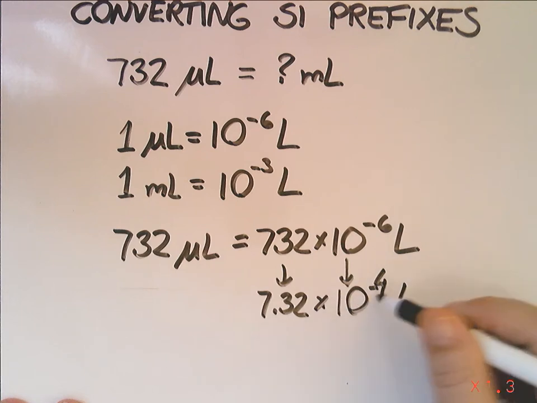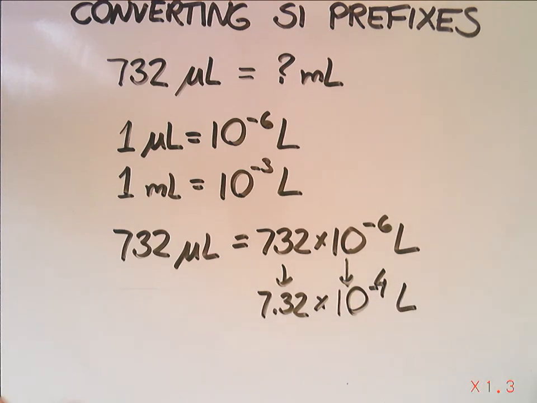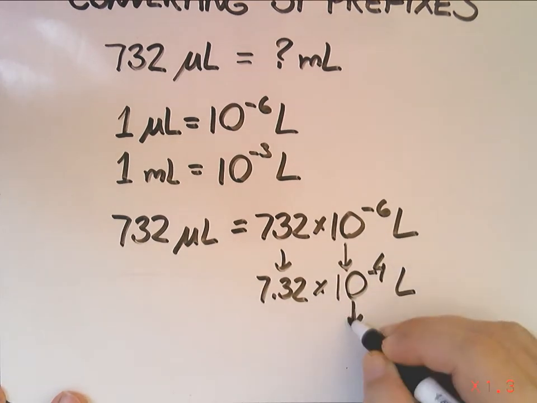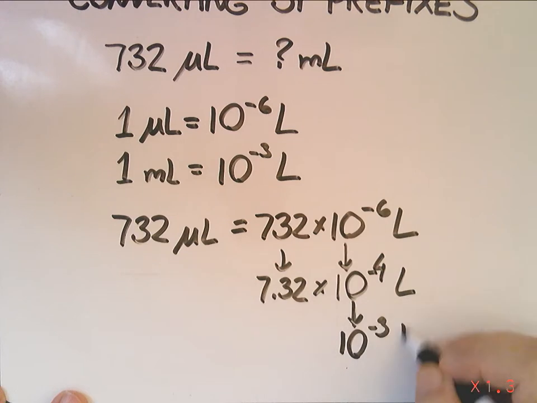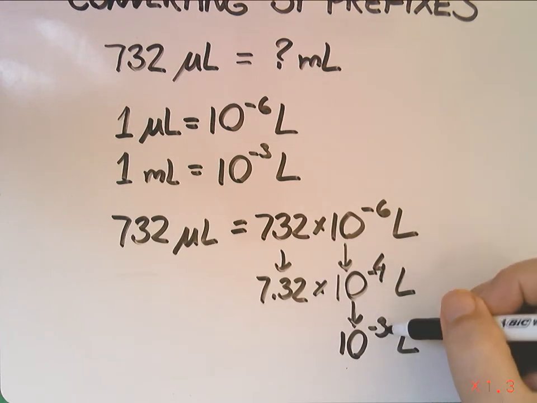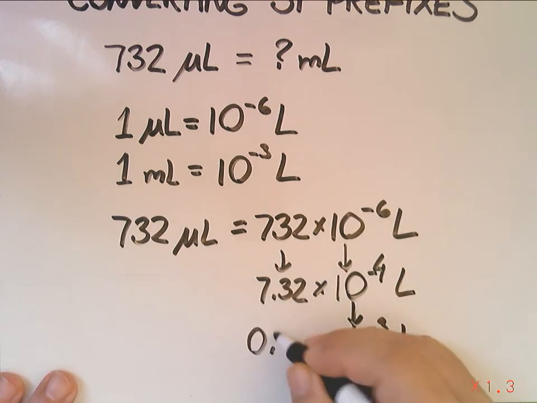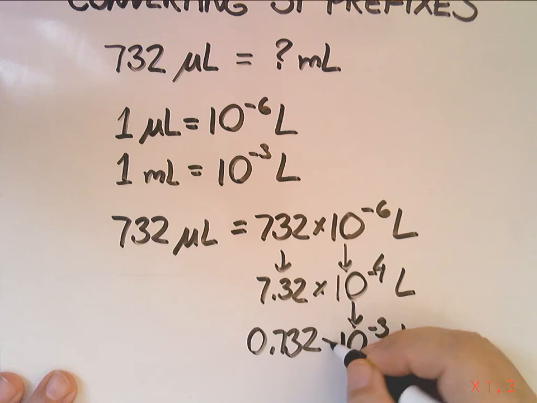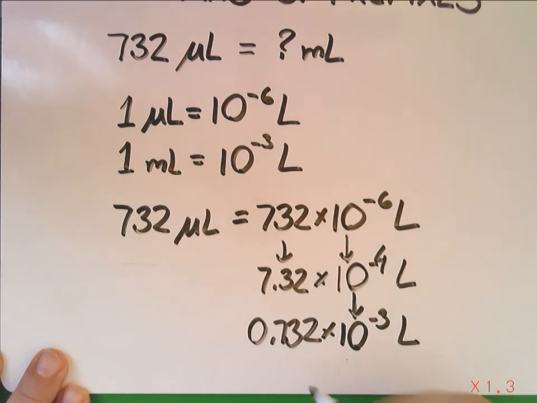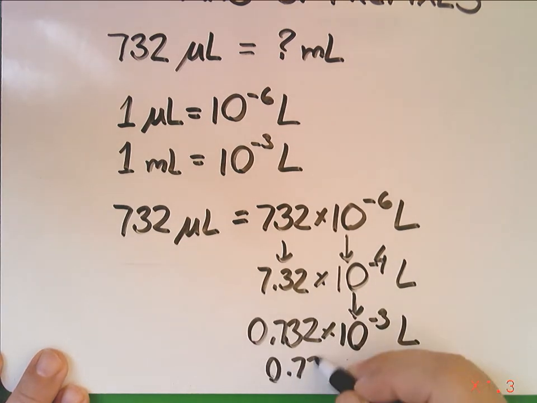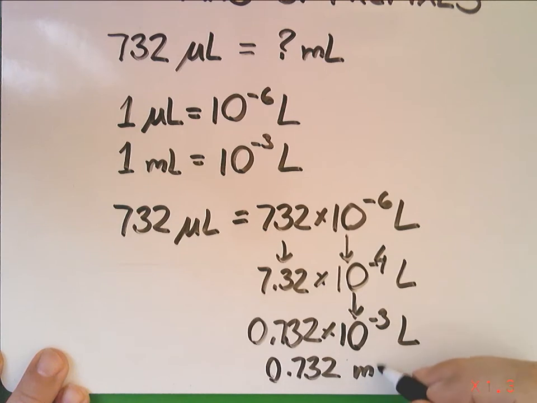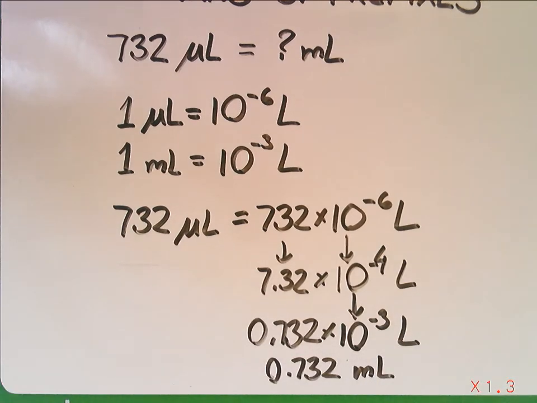How? Well, let's change the prefix so that it's 10 to the minus 3 there. Now I made it bigger by a factor of 10, so I have to make this one smaller by a factor of 10. And then I could just write 0.732 milliliters. All right, that worked, but it's kind of complicated, right? There was a lot of decimal point shifting I had to do.